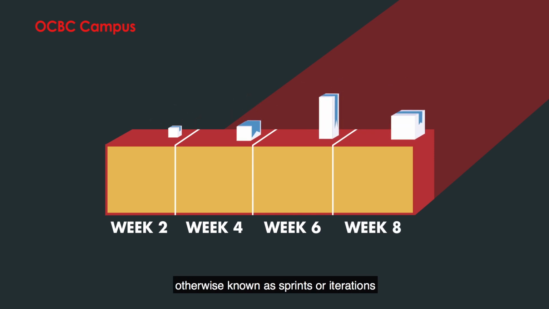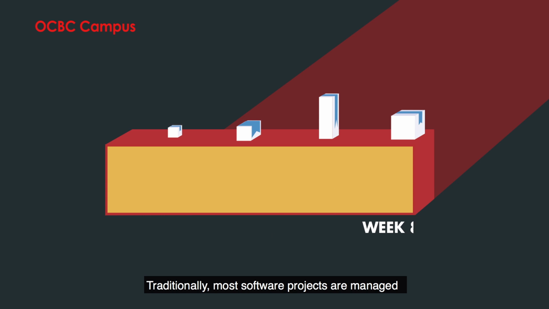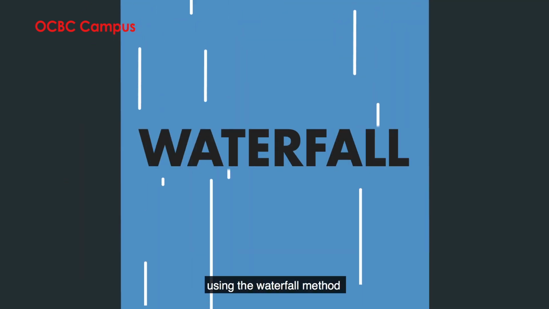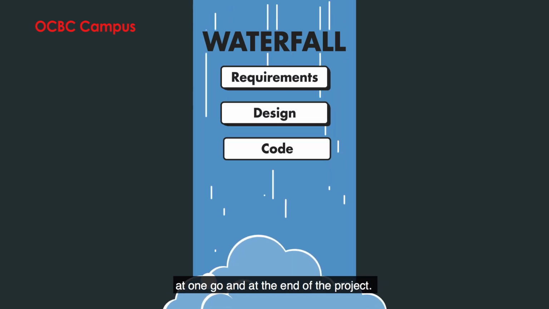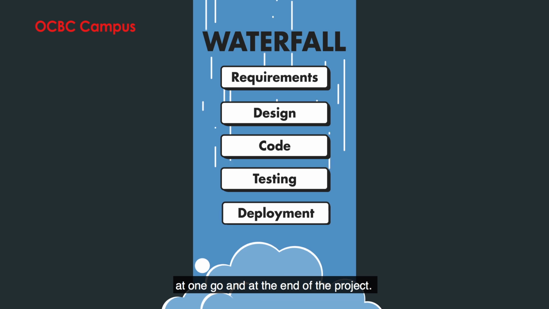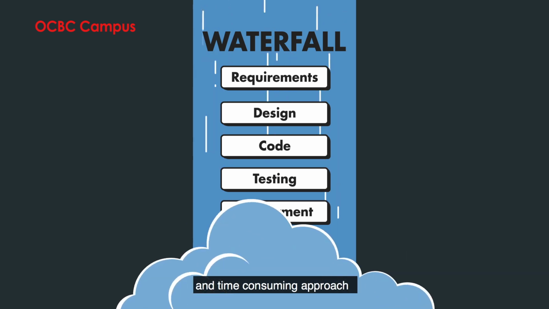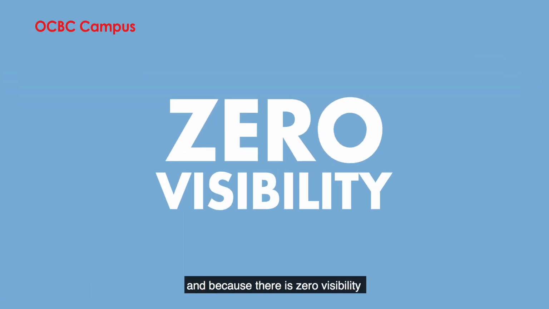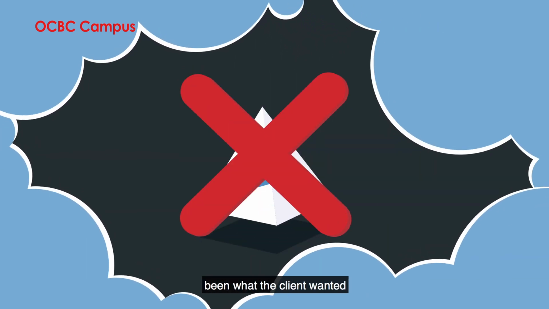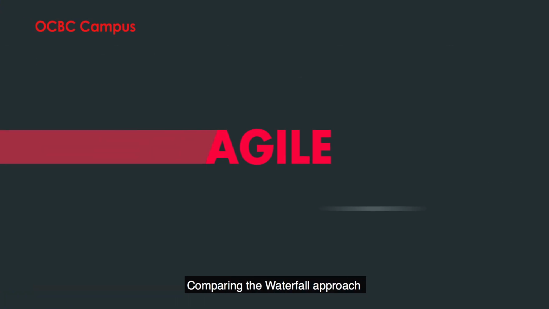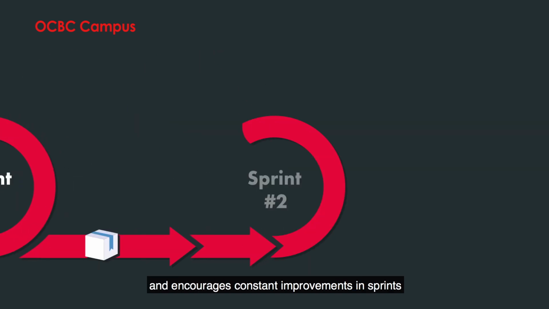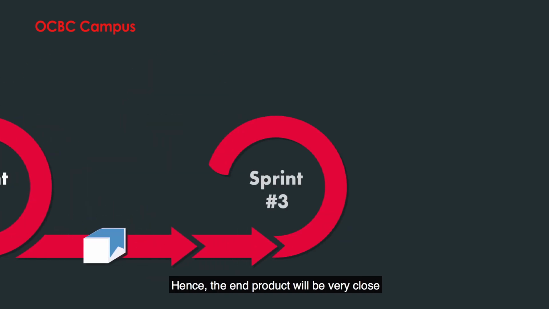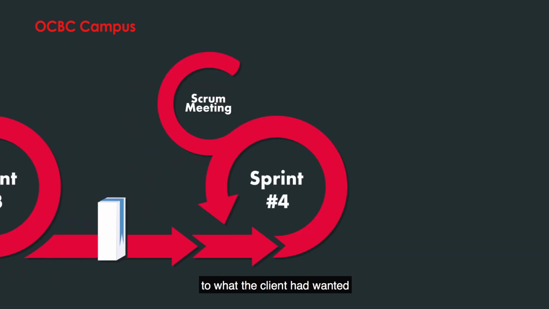Traditionally, most software projects are managed using the waterfall method, which is linear and delivers all of the project deliverables at one go and at the end of the project. This can be a tedious and time-consuming approach, and because there is zero visibility to the client eventually, the deliverables might not have been what the client wanted. Comparing the waterfall approach to the Agile approach, the workflow in Agile is more flexible and encourages constant improvements in sprints. Hence, the end product will be very close to what the client had wanted.